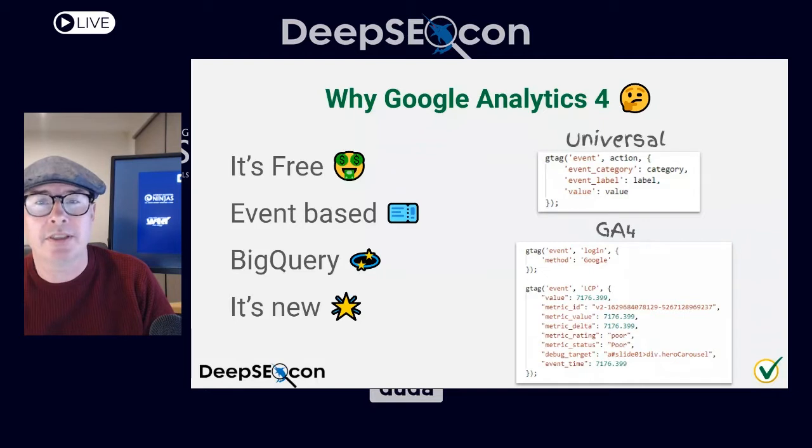The first GA4 example is a standard login event, quite simple. The second shows I can send all the data I want, in this case about the largest contentful paint for a page. And each event can have its own custom parameters. GA4 can also export its data to BigQuery. This opens up a new world of data analysis and manipulation. BigQuery is the only non-free tool we're going to use today, and it's free until you reach a data usage threshold, which I've not hit yet myself. And finally, I do like to play with shiny new things.